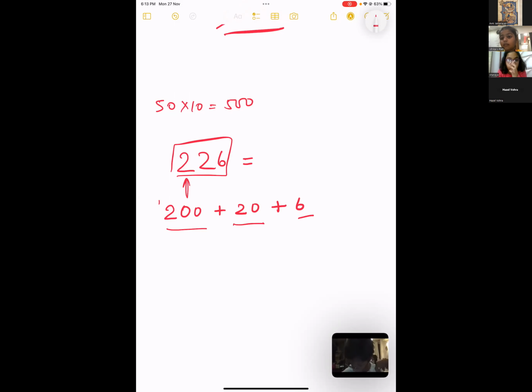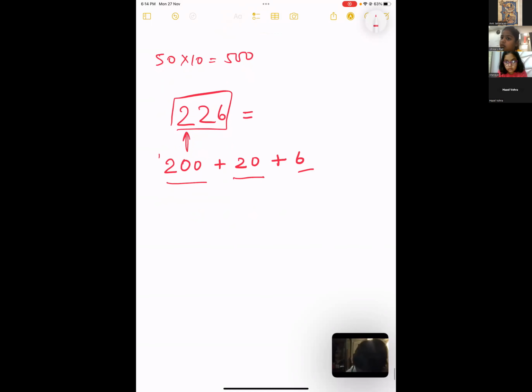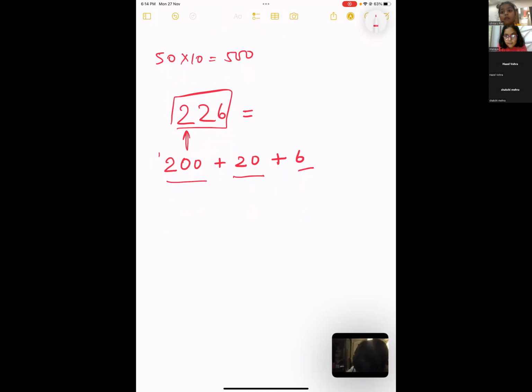Do you know how do we form 200? Shanaya, you have to write the complete expanded form. You have only broken it into tens and ones. We will break it into hundreds also. Okay? Idhika, you wrote 200 and 20, and where is the ones? The 6 did not come, right?